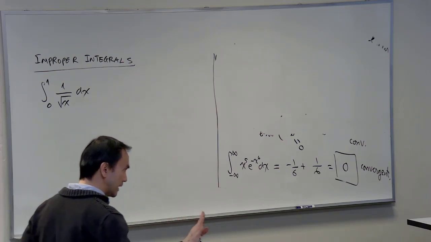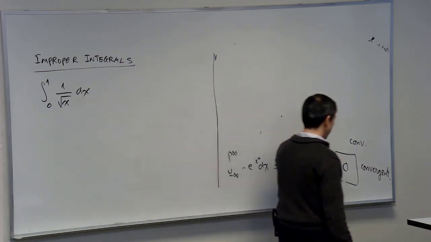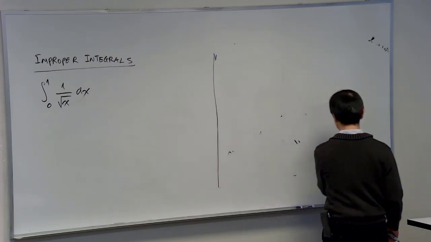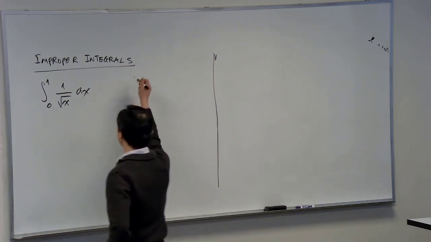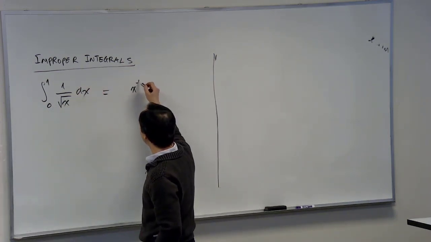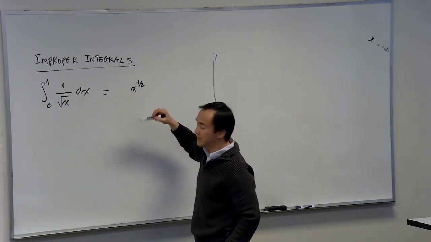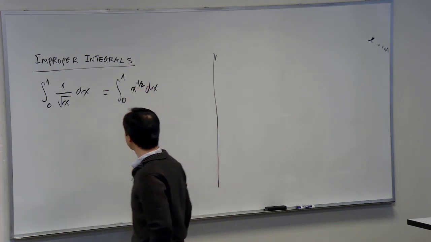It seems nothing unusual at first, right? It looks like nothing unusual at first sight, looking at this integral over here. But now we're treating that as an x to the negative 1/2 power. You guys agree? And the integral goes like that, and then we go from 0 to 1.